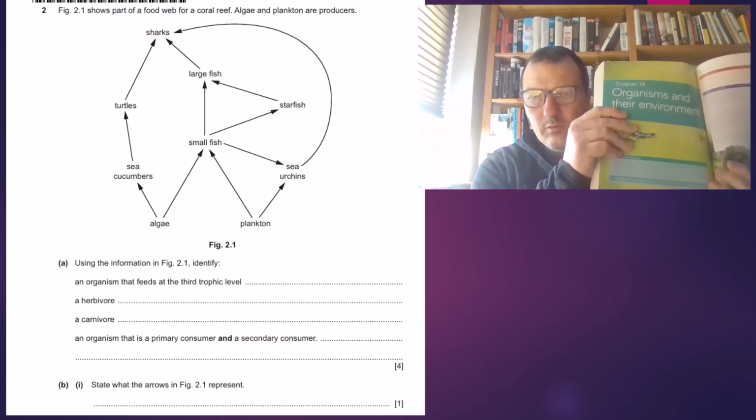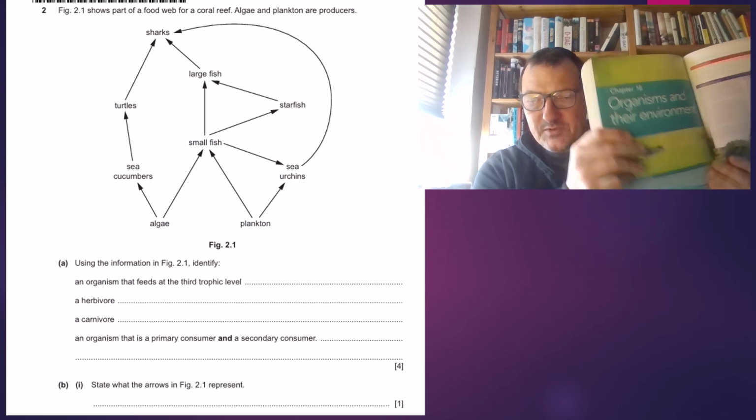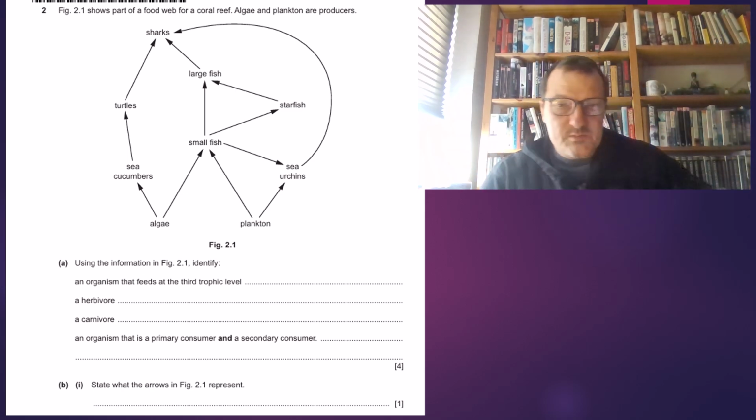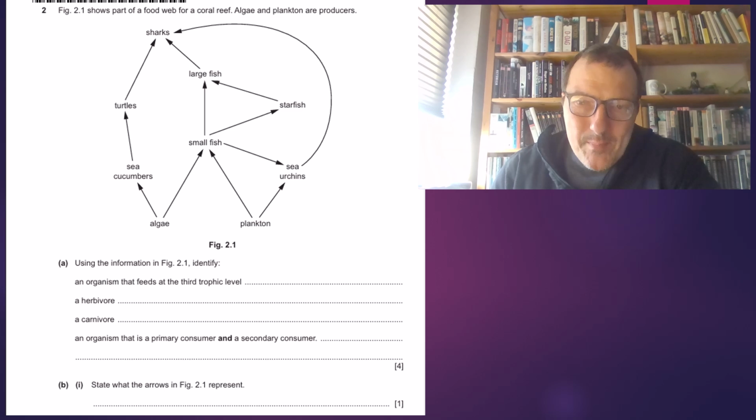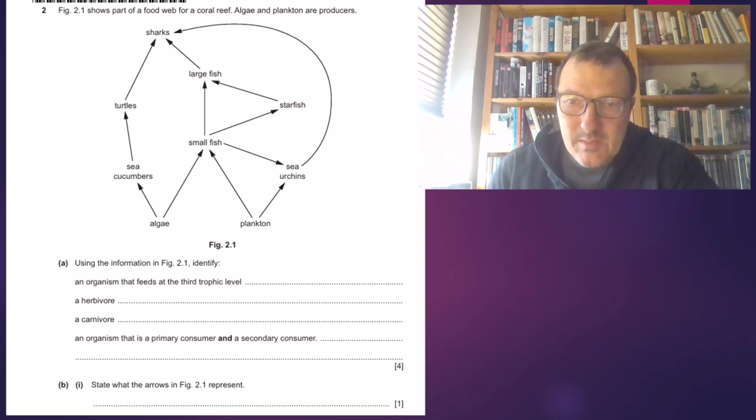Right. So we're moving over to a question that is in chapter 18 in the book, Organisms and the Environment, as we're looking at a food web. This question could also easily have been on a marine science exam. Here we have to look at a food web. We have to find an organism that feeds on the third trophic level, a herbivore, a carnivore, an organism that is a primary consumer and a secondary consumer, and state what the arrows represent. Try to come up with your own answers, and on the next slide I will give you my answers.